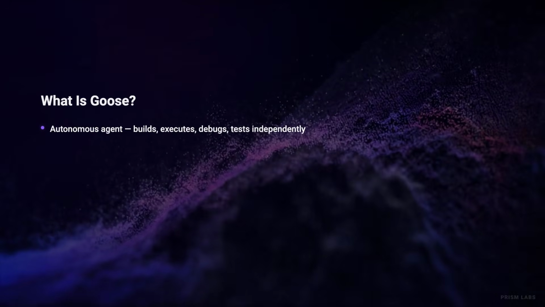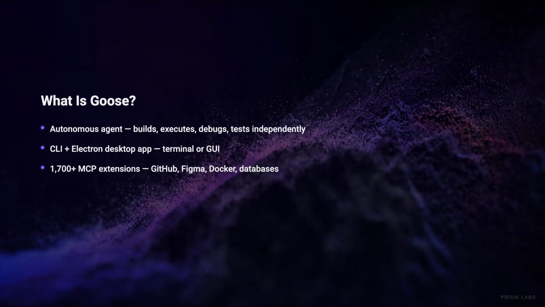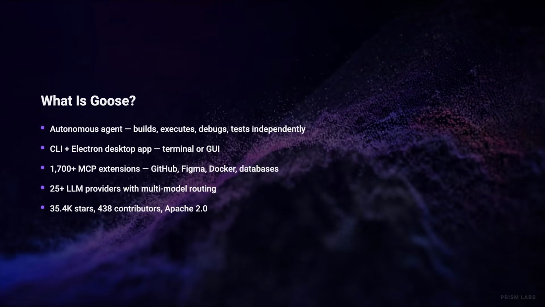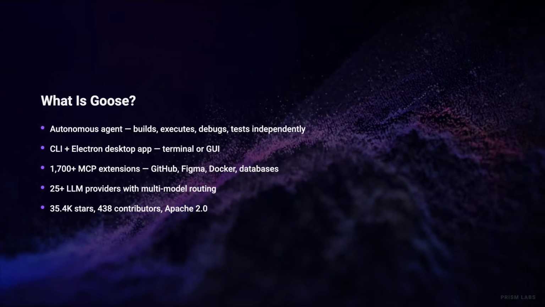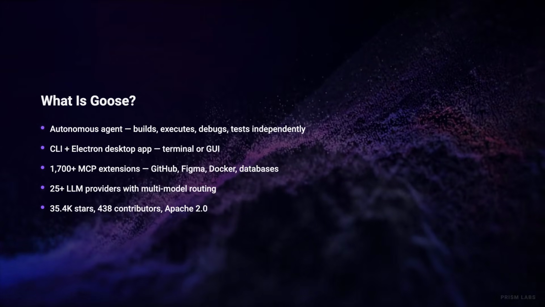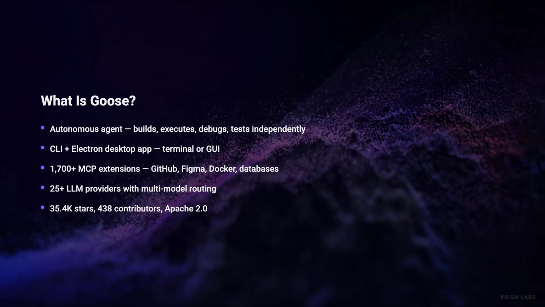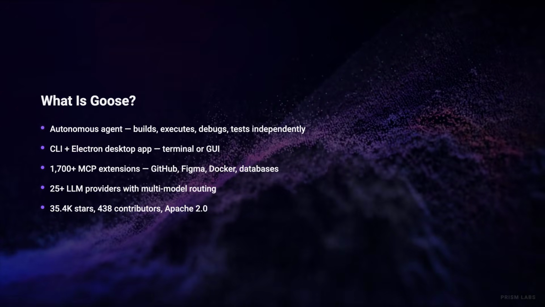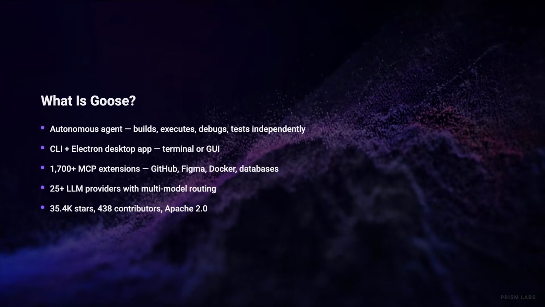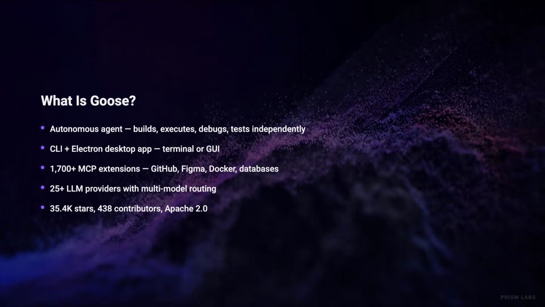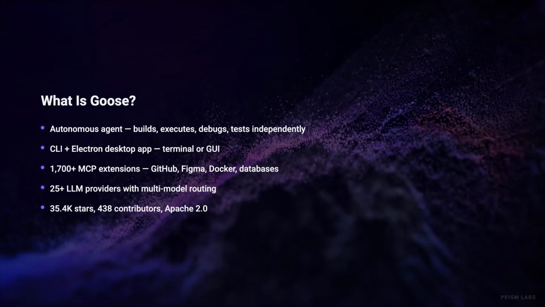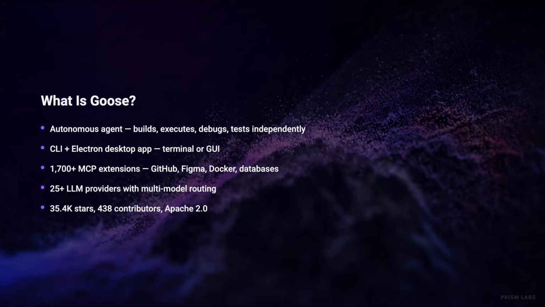Goose is an open-source, extensible AI agent built by Block Inc. Unlike code assistants that suggest completions, Goose operates autonomously. It builds entire projects from scratch, writes and executes code, debugs failures, manages workflows, and interacts with external APIs without continuous human input. It ships as both a CLI and an Electron desktop app, so you can use it from the terminal or a graphical interface.